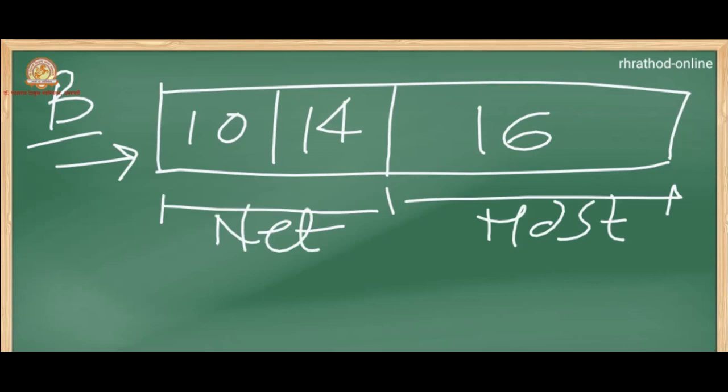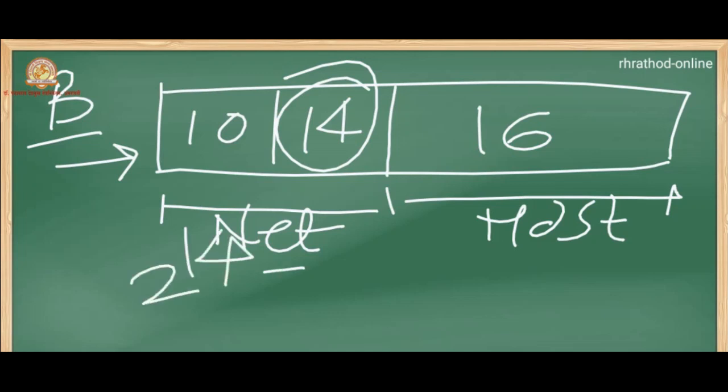There are thousands of class B networks. Each class B network can have thousands of hosts. The first 2 bits are used to determine the class to which an address belongs. For a class B address, 14 bits are used for network address. Therefore, the number of class B networks can be 2 raised to power 14, and that is equal to 16,384.